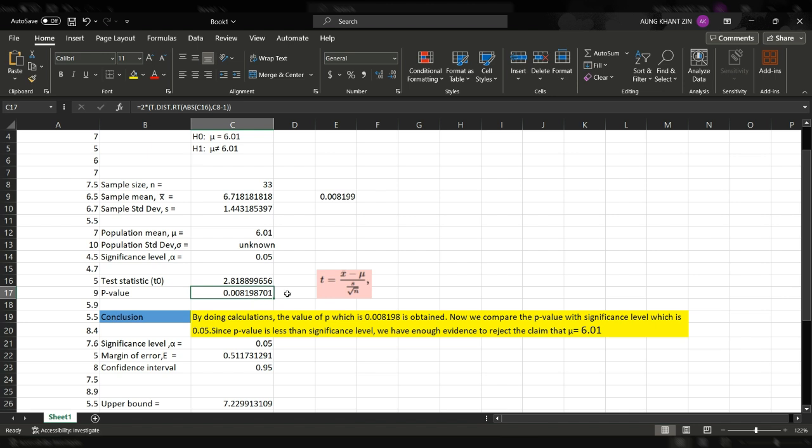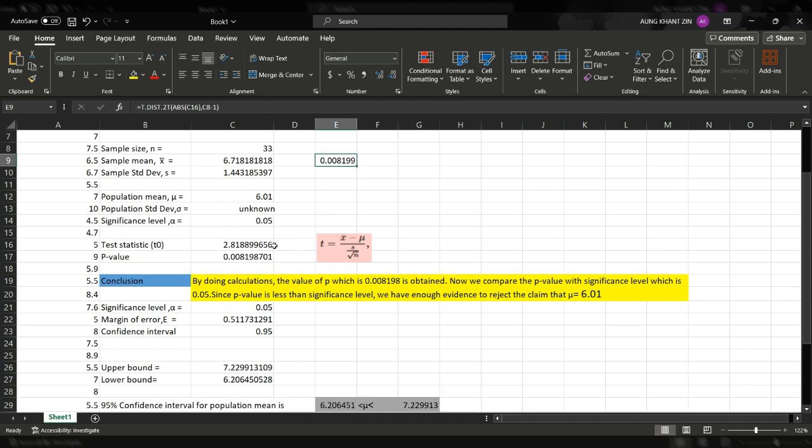After that, we can also use an alternative formula to find the p-value, which is T.DIST.2T. And then after getting the p-value, we need to compare the value with significance level alpha. Since our p-value is less than the significance level, we have enough evidence that we can reject the null hypothesis. So the value mu is likely not equal to 6.01.